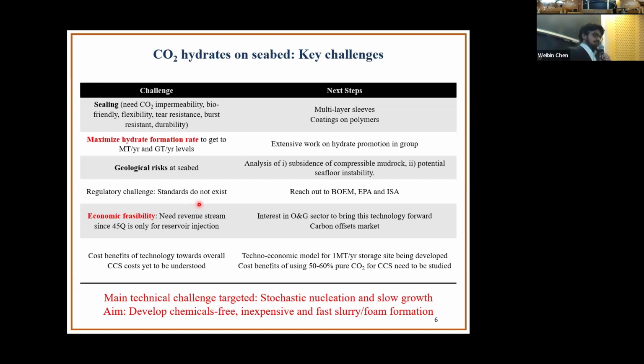To know some key challenges, hydrate formation is known to be very stochastic and slow. So what we are currently targeting is that main problem, with the aim of developing a chemical-free, inexpensive, and fast hydrate slurry or foam formation.